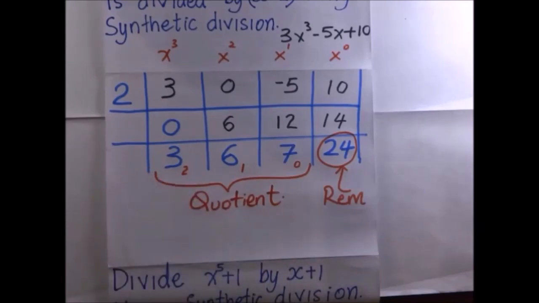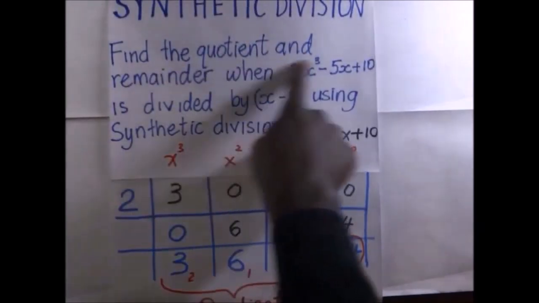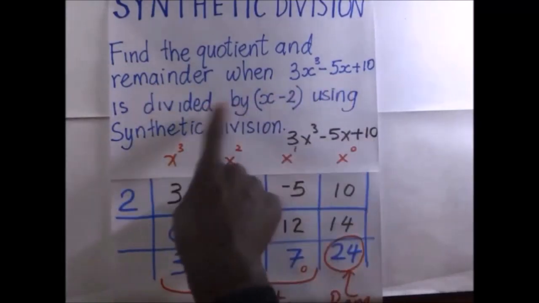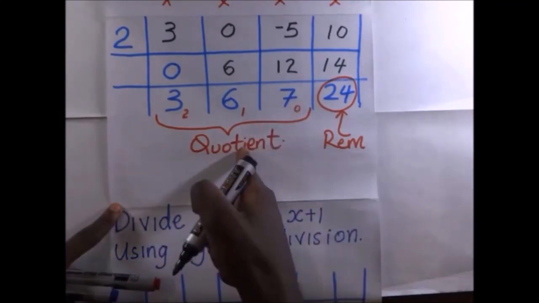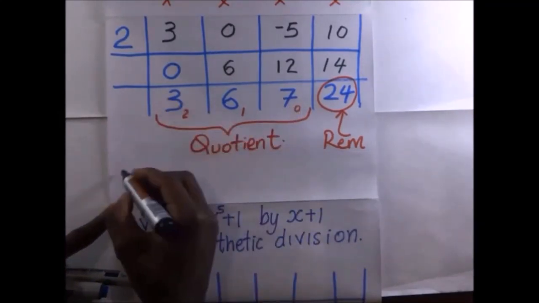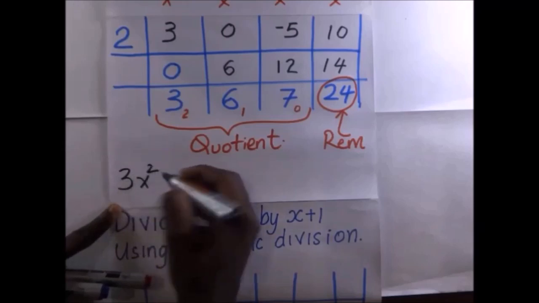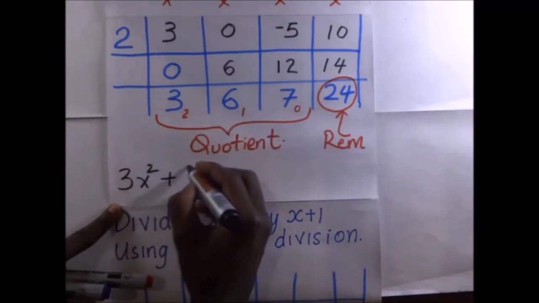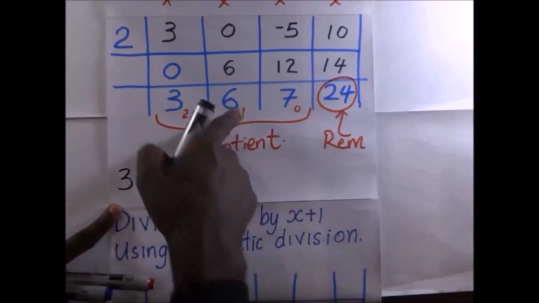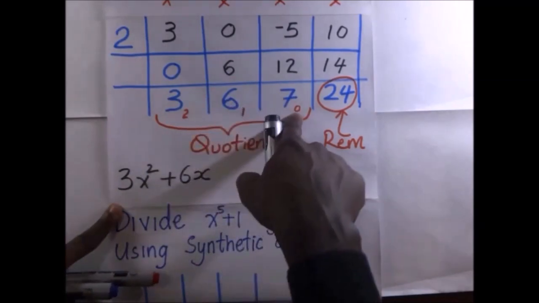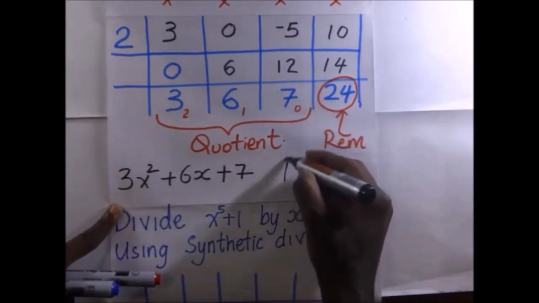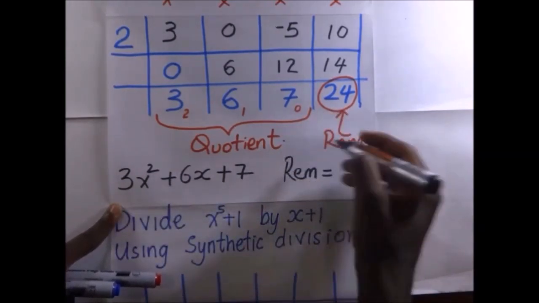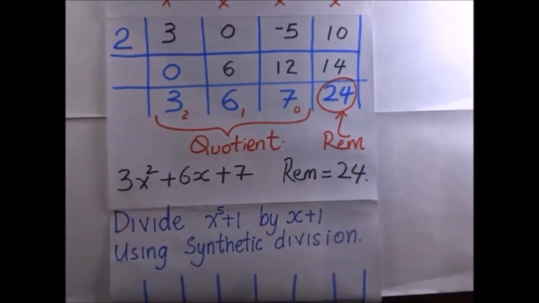So because they're asking us to find the quotient and the remainder when that is divided by that, our quotient will be 3x squared plus 6x to the power 1, plus 7x to the power 0, which is 1, so it's plus 7. That will be our quotient, and our remainder is 24. That is the answer. So now let's do one more example.